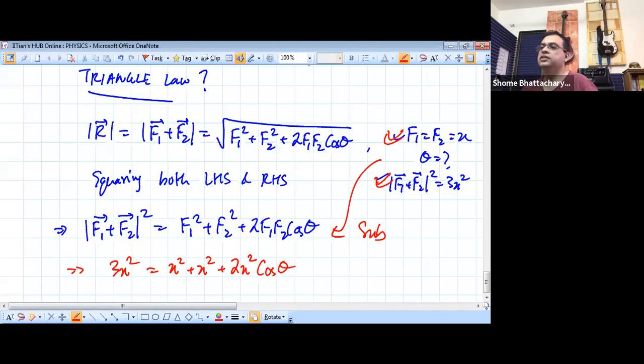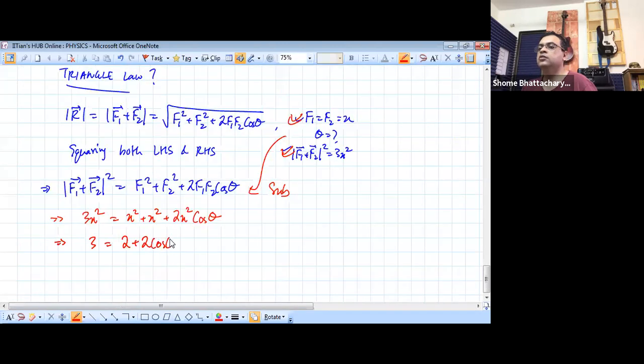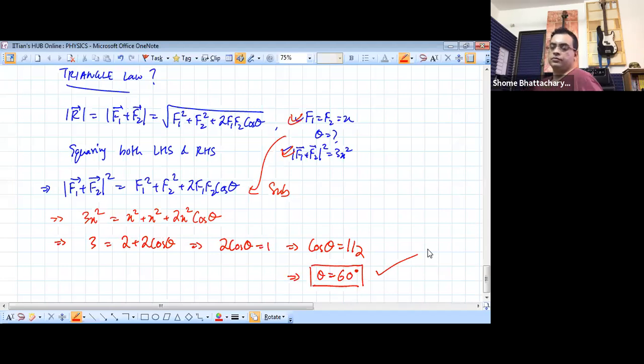Okay. So that's it. The next step now, you can cancel this. So 3 will become equal to 2 plus 2 cos theta, or 2 cos theta is equal to 1, or cos theta is equal to half. So that you know is only possible when theta is equal to 60 degrees. That's it. So that becomes the final answer of the question.